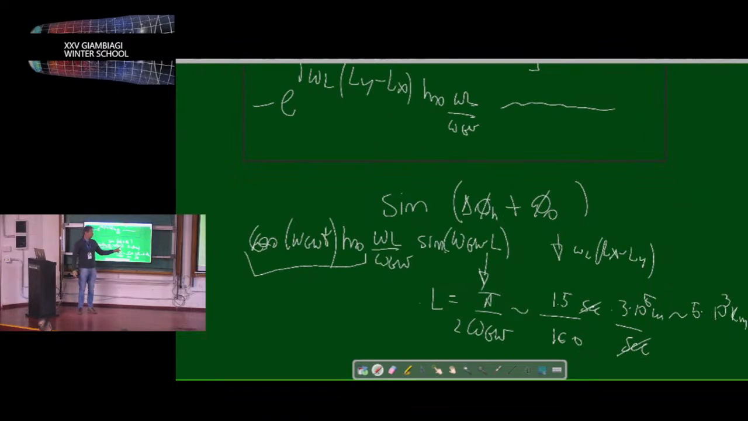Then you see, you must not have too many bounces, because if you have too many bounces, then this effective L exceeds this critical value, and then you start losing, because this is a sine, it's not linear.